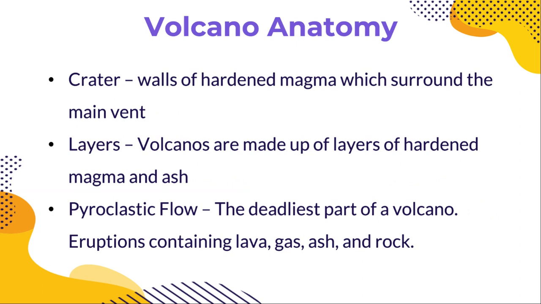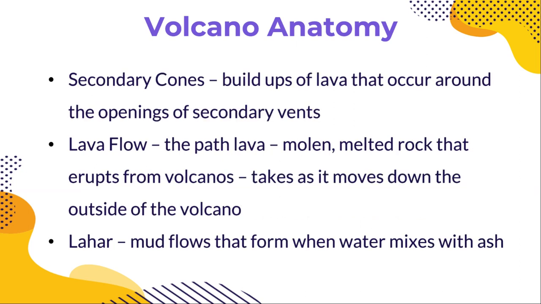Pyroclastic flows are avalanches containing hot volcanic gases, ash, and rock. They are the most deadly event to happen at a volcano. Also known as a parasitic cone, secondary cones build up around secondary vents that reach the surface on larger volcanoes. Lava flows are streams of molten rock that pour or ooze from an erupting volcano.